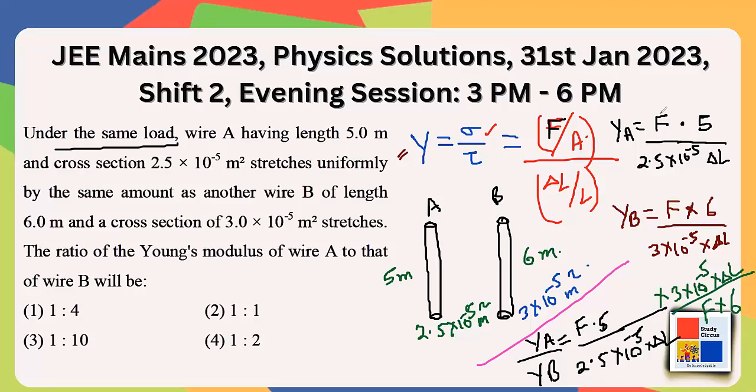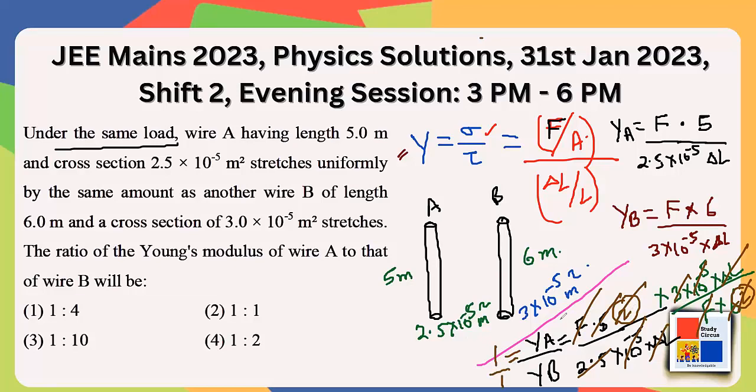Now we can see that these things are cancelling. 10 to the power minus 5 cancels. Delta L, the change in length, is the same, so this cancels out. The load F also gets cancelled out. And 5 and 2.5, 2 here, and 3 and 6, 2 here. Then 2 and 2 cancel out. So ultimately we are left with 1 upon 1.